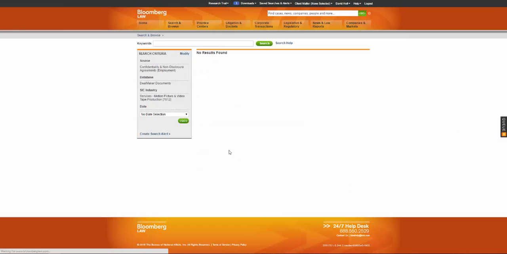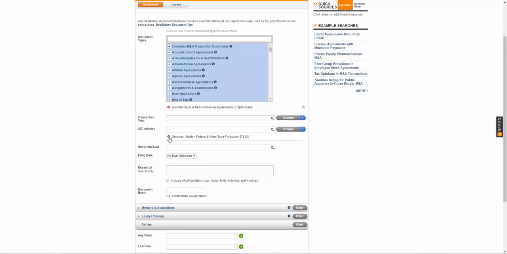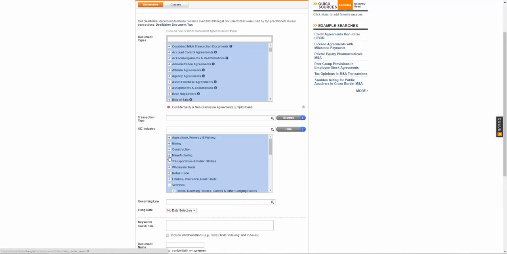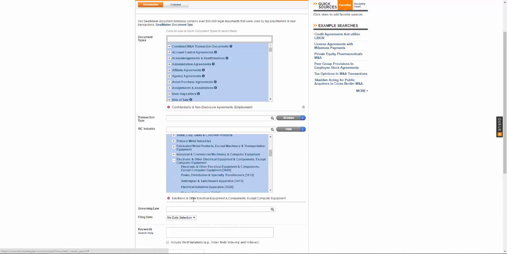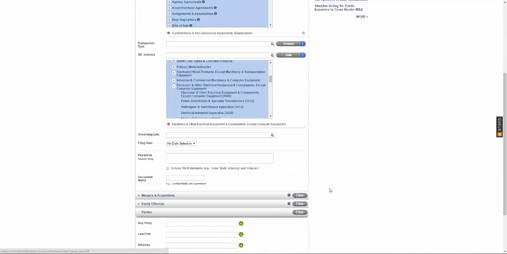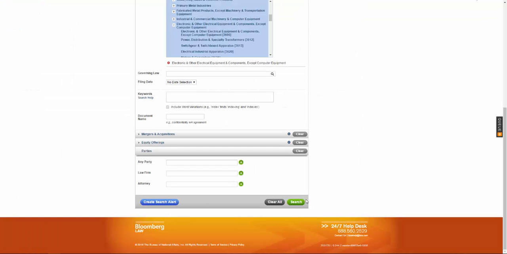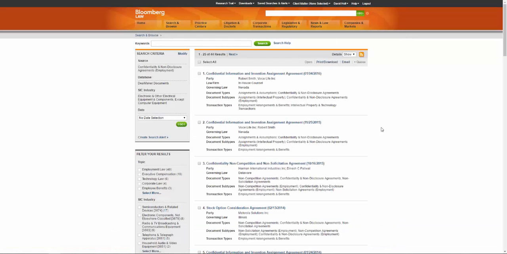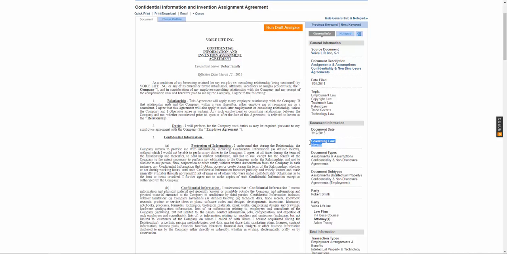Oh, let's change industry here then. Let's do electronic and other electrical equipment components. And you'll see that we have a number of sample agreements here, and you can even restrict by governing law if you only want those that are in California.